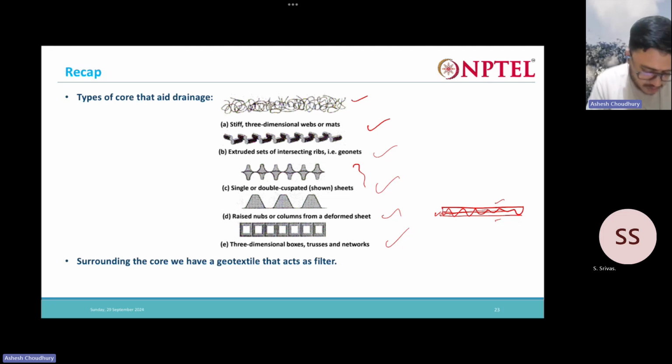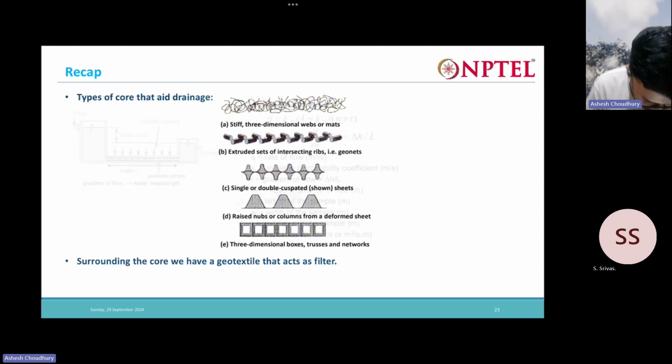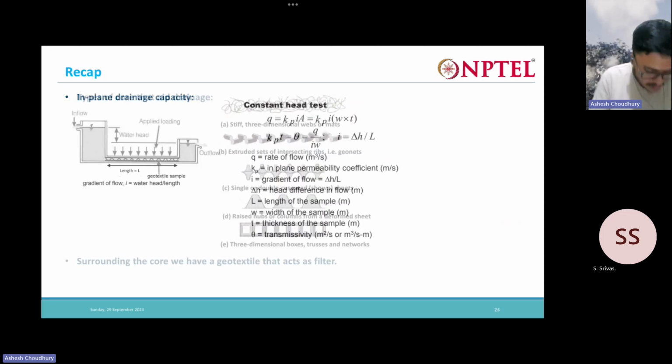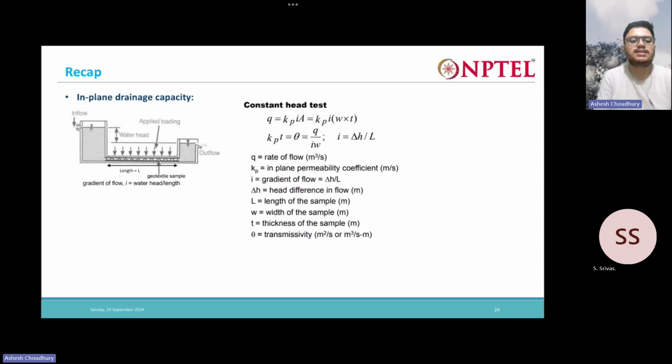Surrounding the core we have a geotextile as a filter. As I said already, surrounding that core we have a geotextile layer that acts as a filter. Now here in this case, drainage is nothing but the in-plane drainage, right? Say this is the geotextile. So in the plane of the geotextile this flow is happening. Okay, plane of the geosynthetic. So this is the in-plane drainage, an in-plane flow.